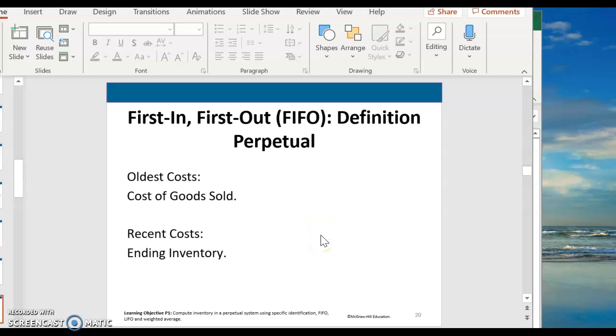Next, we're going to talk about the method called the first in, first out method of costing our inventory. In this method, the oldest costs become the cost of goods sold. We sell those first layers that we purchase. The more recent costs become part of our ending inventory. So generally speaking, if prices are increasing, the first in method will result in the highest net income of the other methods, other than possibly specific identification.